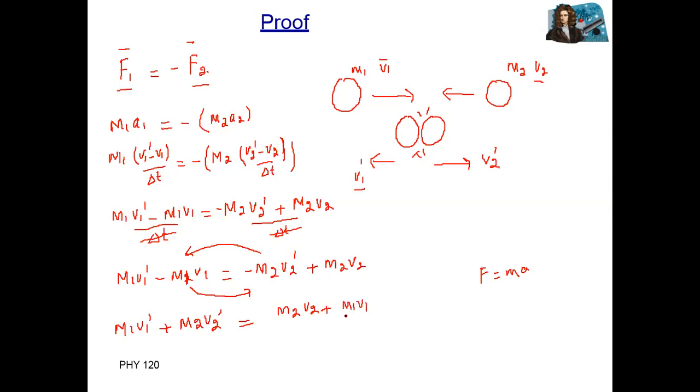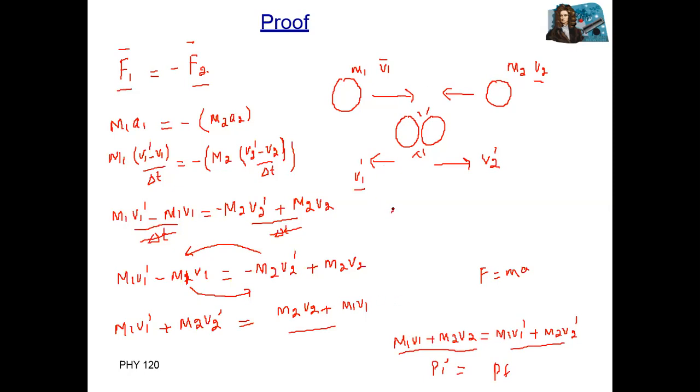So if we write in proper order, first this side we have m1 v1 plus m2 v2 equal to what? We have m1 v1 prime plus m2 v2 prime. This one is actually the initial momentum before collision, and this side is equal to the final momentum. So this is the law of conservation of momentum, that momentum before collision is equal to momentum after collision.